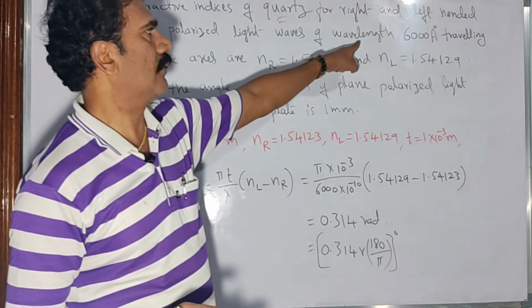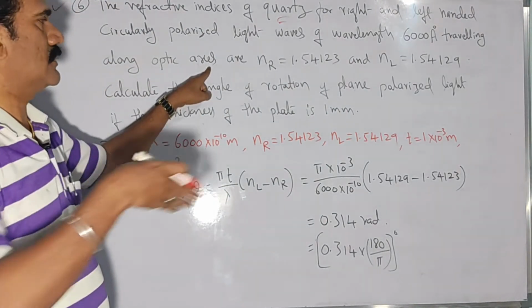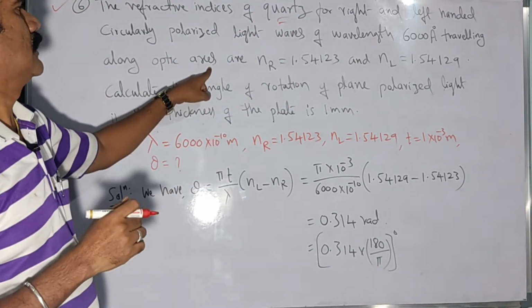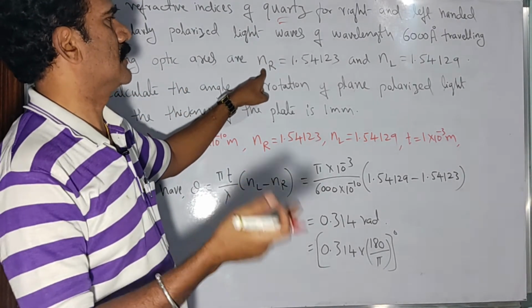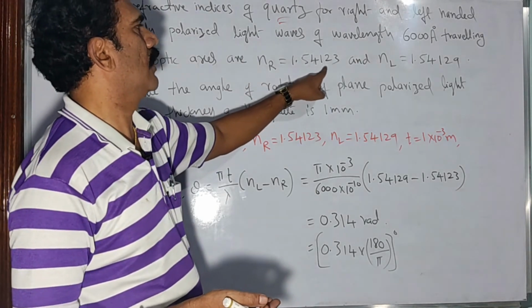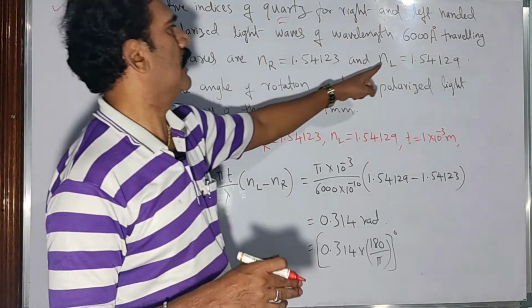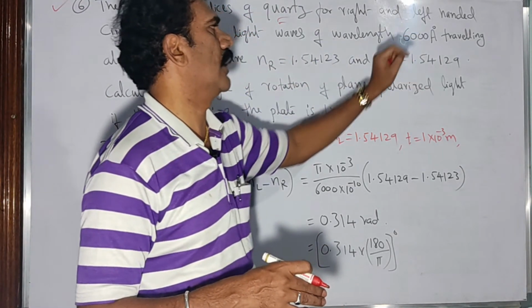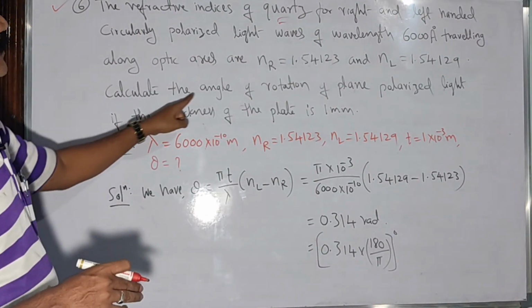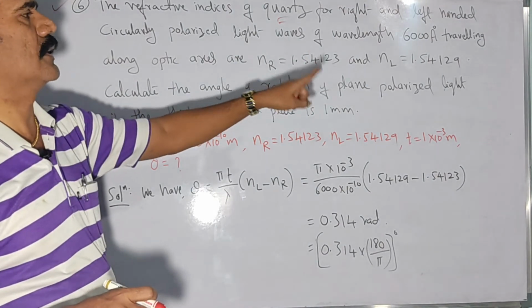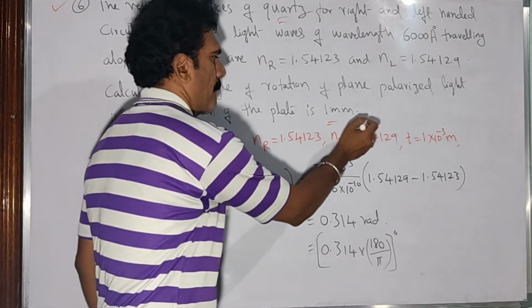For a particular wavelength of light, 6000 angstrom units, traveling along the optic axis, we have the refractive index for the right side, NR, as 1.54123, and for left side circularly polarized light, NL is equal to 1.54129. That is what is given here. Then we are asked to calculate the angle of rotation of plane polarized light if the thickness of the plate is 1 millimeter.